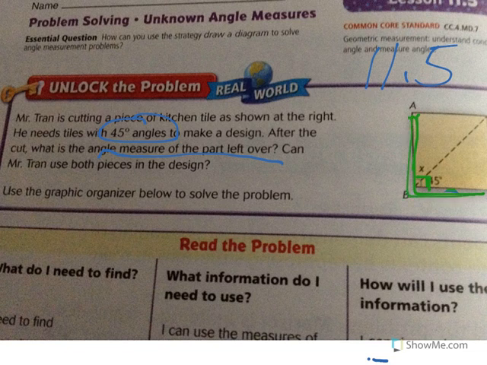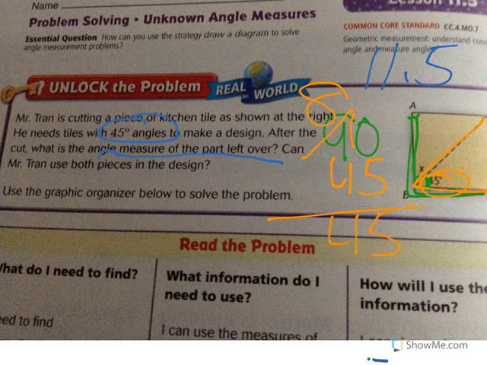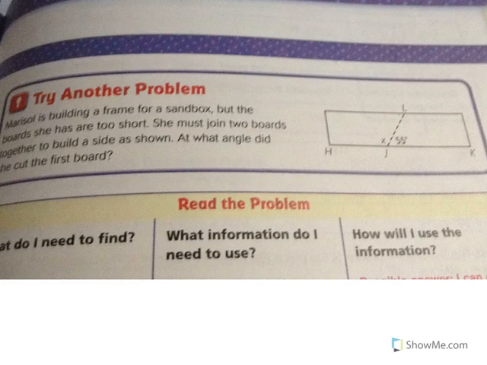And so from here to here is already a right angle, so I know that is 90, and I know that this is 45. So if I take 90 minus 45, make that an 8, make that a 10, 10 minus 5 is 5, 8 minus 4 is 4, so it's a 45 degree. So both of these are 45, so he's going to be able to use both pieces of tile. So pretty cool stuff.